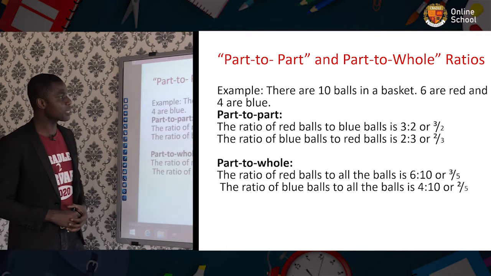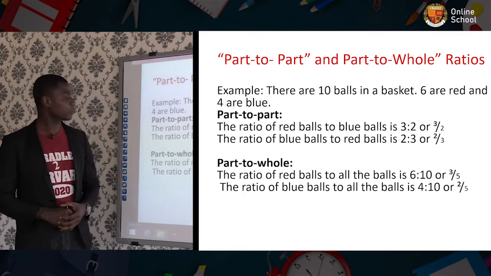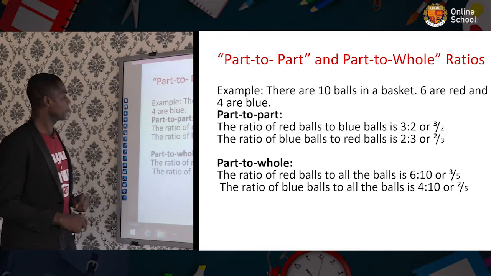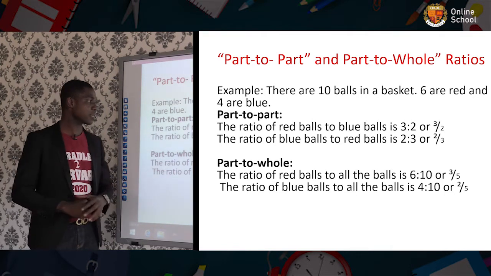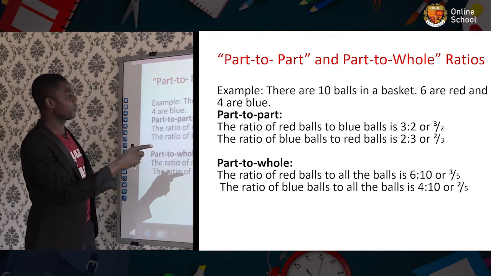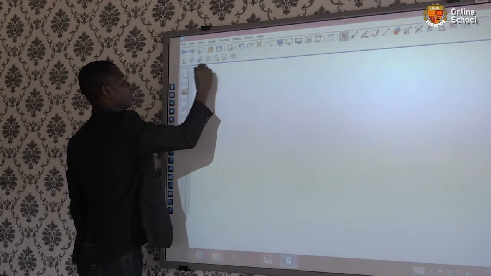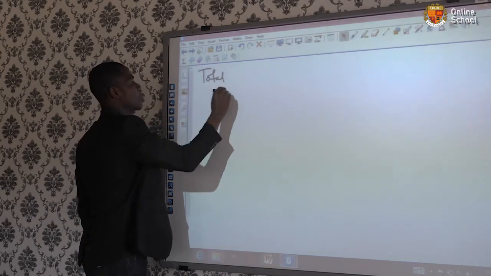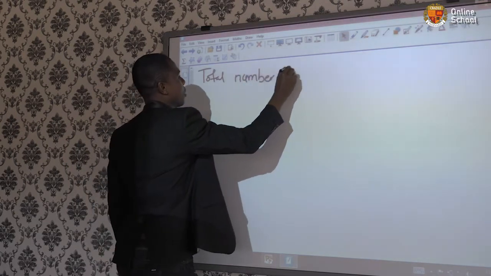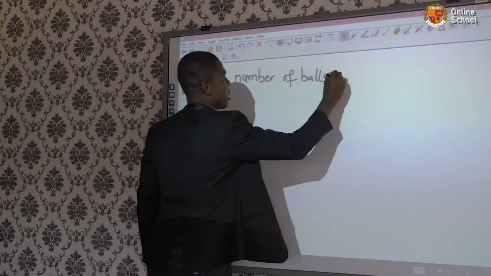There are 10 balls in a basket. 6 are red and 4 are blue. Let's use this first example to explain part-to-part ratios. 10 balls, 6 red, 4 blue. Total number of balls. How many? 10.